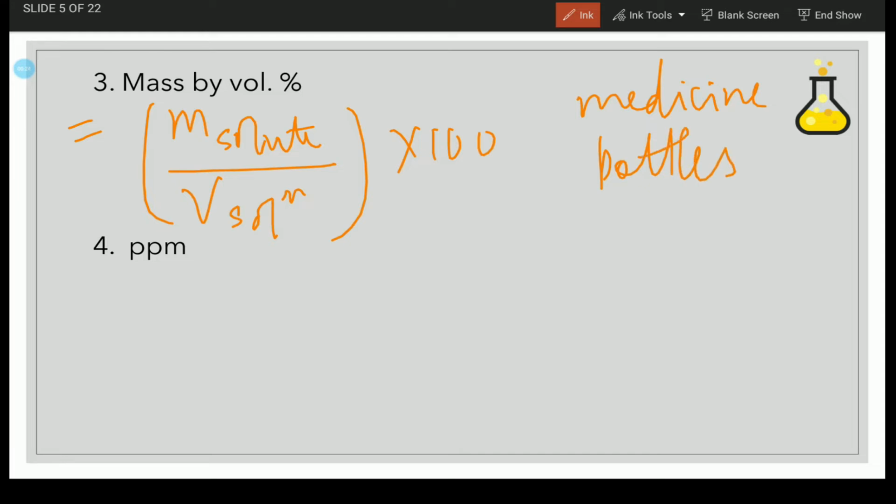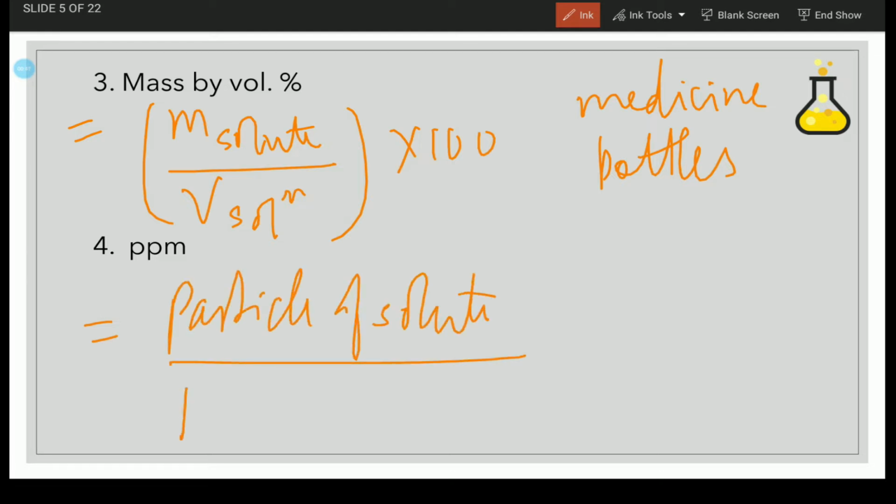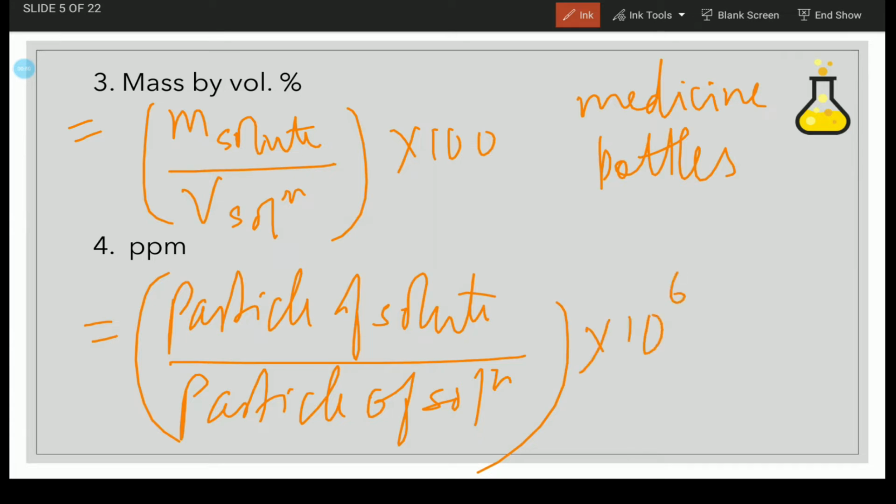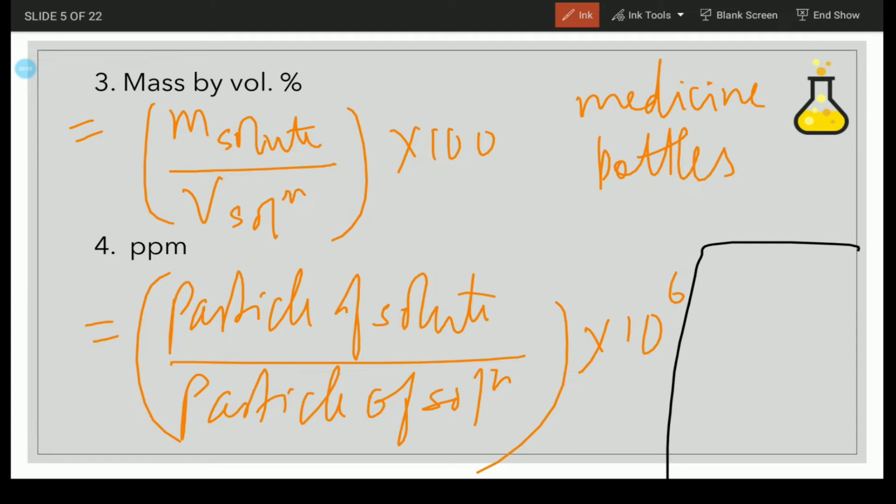The fourth one is ppm, that is parts per million. Now this tiny little fella has been known to give a lot of trouble to a lot of students. ppm can be explained as particles of solute upon particles of the solution multiplied by 10 to the power 6, because we are talking about millions here, right? A point over here to note is that ppm can be expressed in milligram per liter. This is the standard denotation and it is quite easy to understand as well in the questions.